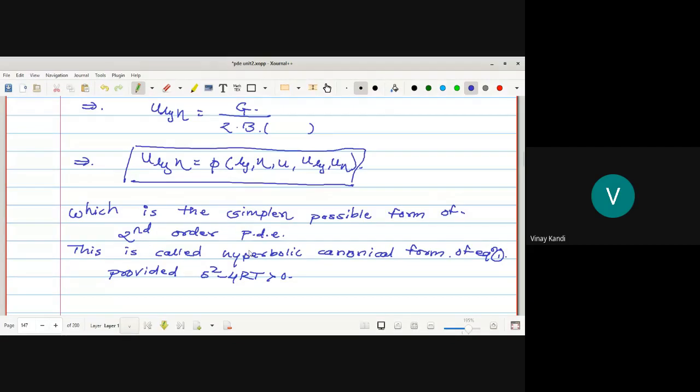Okay, so you have to find the value of s, r and t. If s square minus 4rt is greater than 0, then the given partial differential equation is in hyperbolic form.